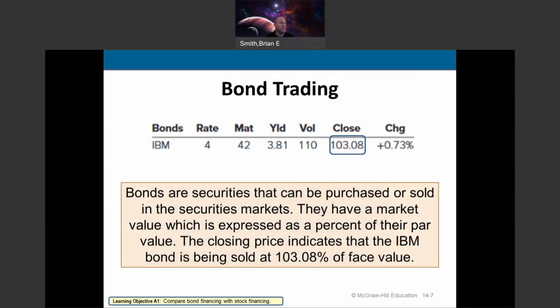So whenever you see something like this in bond trading, it says IBM here is close. The bond is at 103.08. What that means is that it's being sold above its par value. It's being sold at 103.808% of its face value. And what that means is that whatever rate was offered on the bond is better than what the market is giving right now. And so that's why it's selling at a higher rate.